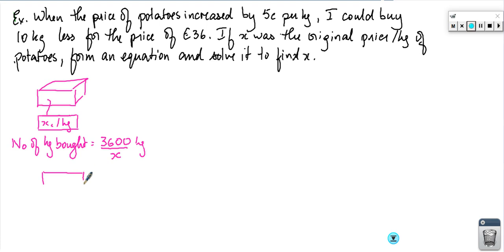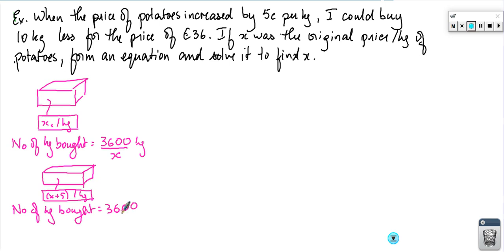What happened? After some time, I went again to the grocer, but this time the price was listed as x plus 5 per kilogram. So this time for the same amount of money, the number of kilograms bought is going to be equal to 36 euros, which I'm going to change to cents, on x plus 5 because the price has increased. And these are the kilograms I am going to buy. Of course, this here is more because the price was cheap. So I'm told that I could buy 10 kilograms less.